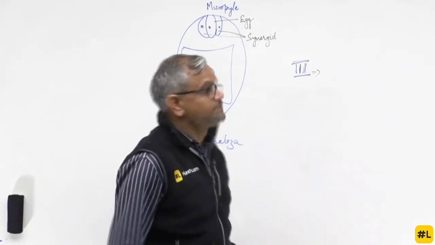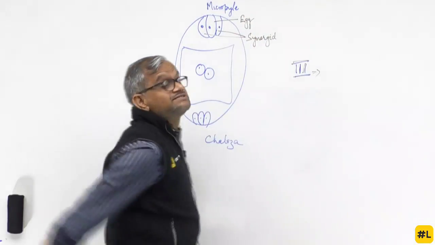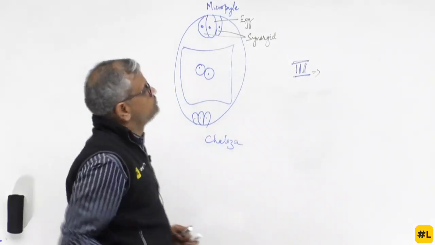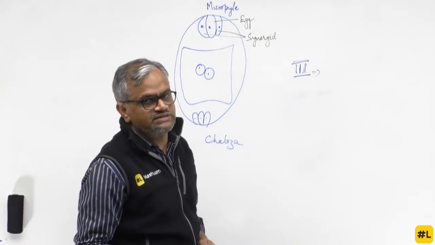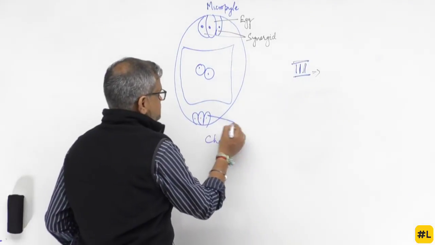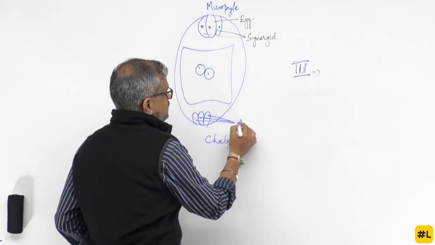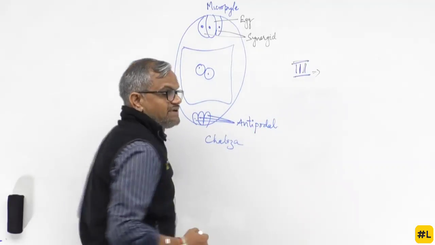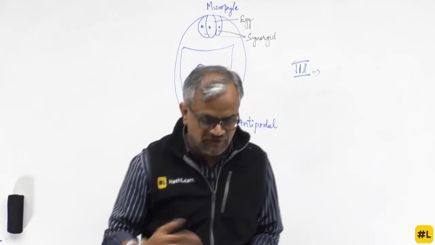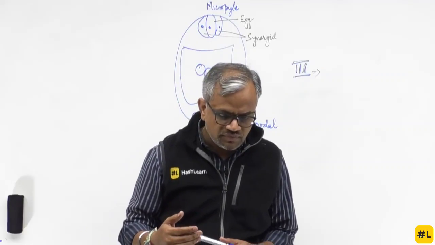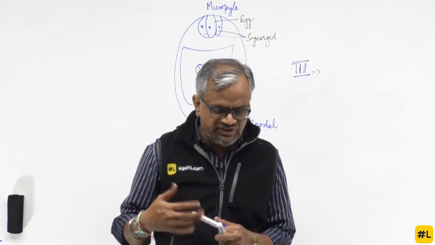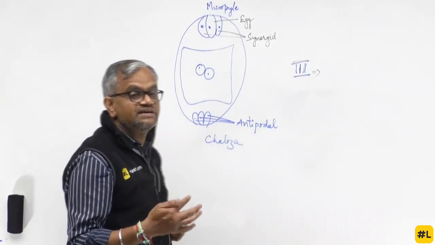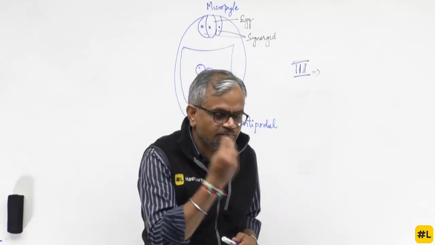So, egg surrounded by synergids. Opposite to the micropyle is the chalaza. Chalaza has 3 cells and all 3 are called antipodal. Time to time various concepts have come. They say that they are the vegetative cells of the embryo sac. Some say yes, since they are vegetative cells they provide nutrition.